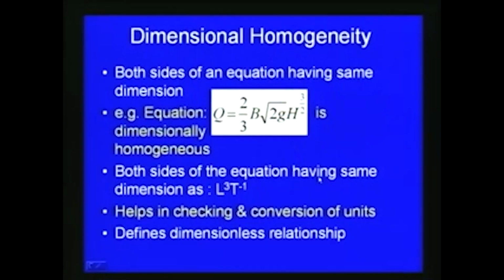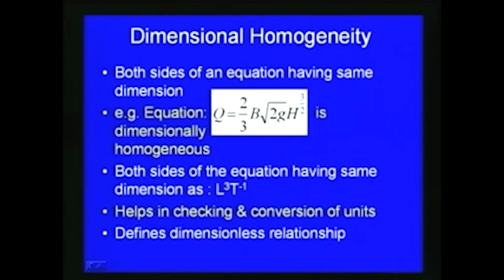This is one way of checking, and then sometimes we may also have to convert the units. The units may be given in the FPS system or the SI system. To convert from one unit to another, we can use this dimensional homogeneity principle, and it also defines the dimensionless relationship. With respect to the equation which we derive, if the dimensional homogeneity is there, then we can say that the relationships are properly defined.